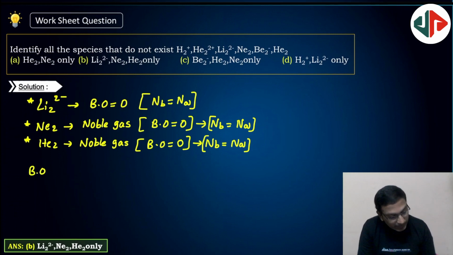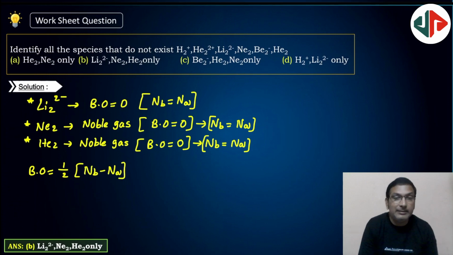The formula to calculate bond order is half into number of bonding electrons minus number of anti-bonding electrons. From this we can calculate bond order. So based on the bond order formula, Li2 2 minus, Ne2 and He2 do not exist. Therefore option B. This is based on the molecular orbital energy diagram. Next one.